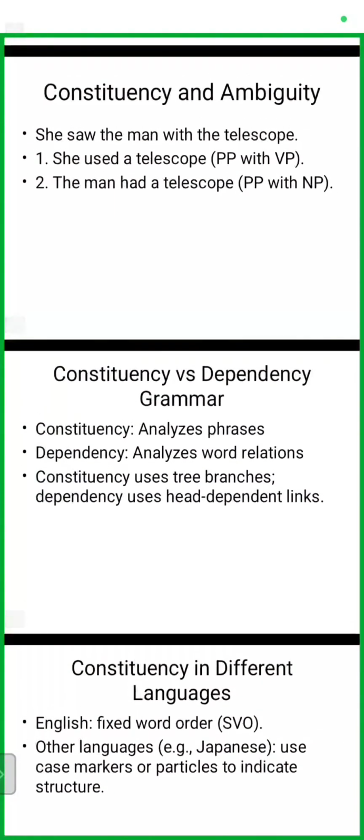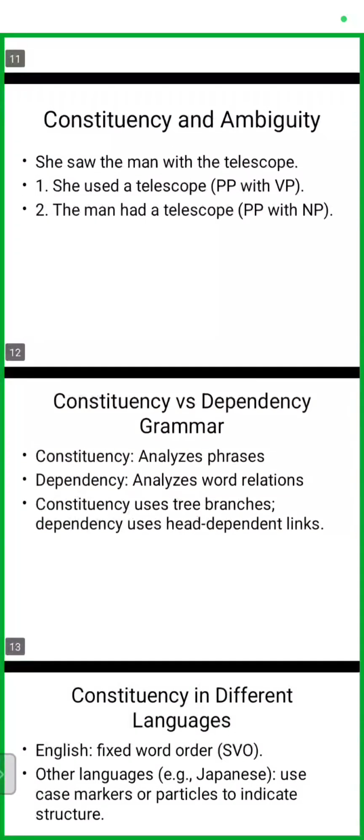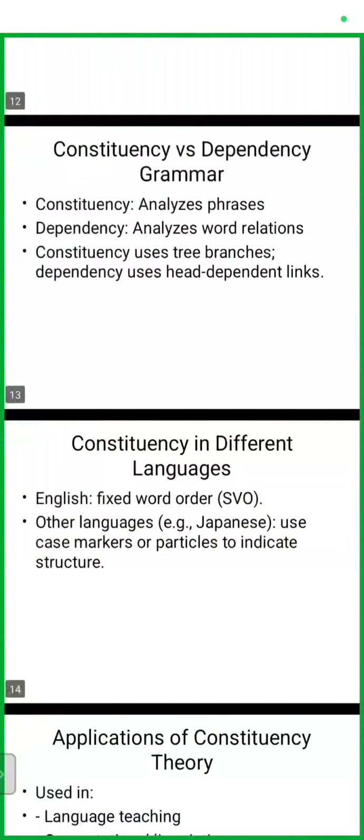Next, constituency and ambiguity. She saw the man with the telescope. Number one, she used a telescope, which is PP with VP. And number two, the man had a telescope, PP with NP.